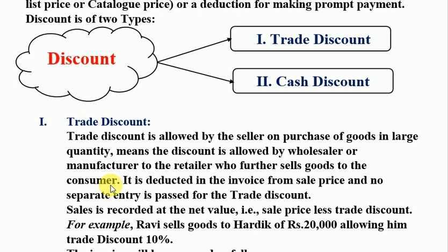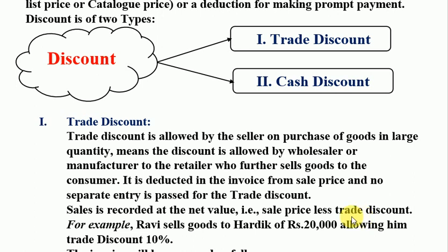Got it? So it is deducted in the invoice from the sale price and no separate entry is passed for the trade discount. It will be deducted from the sale price and we will not record this trade discount in our books of accounts. Sale is recorded at the net value, that is, sale price less trade discount. So the amount of sale will be recorded at sale price less trade discount.